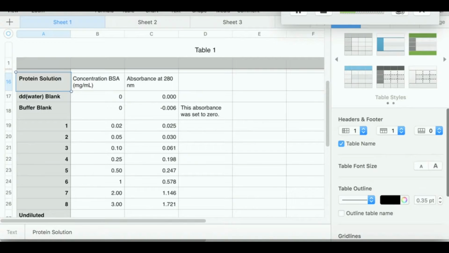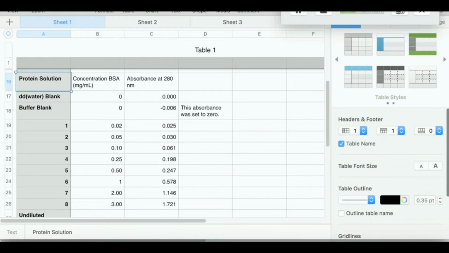You can zero the spec machine. So that's what I say. This absorbance was set to 0. This just means that from now on, whenever I run these samples, I'm going to add onto it an absorbance of 0.006. Why do I do that? Why do I add 0.006?